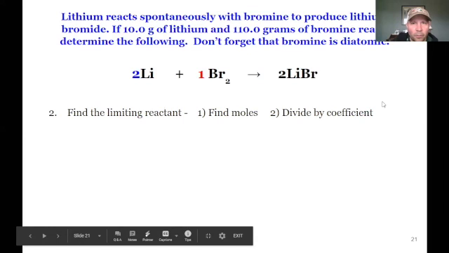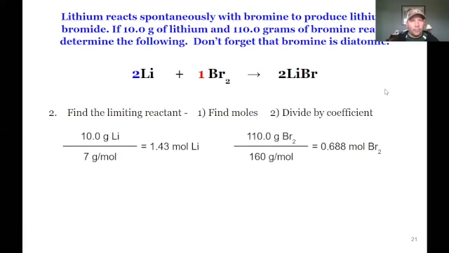I'm going to do that for both reactants here. We had 10 grams of lithium, and the molar mass of lithium is 7. It gives us 1.43 moles of lithium. And then we had 110 grams of bromine, and we divide it by its molar mass, which is 160. Notice there were 2 bromines in there, not just 1, because you do include the subscripts in the molar mass, but don't include the coefficient. So it gives us 0.688 moles of bromine. That's step 1. Now what do we do next to figure out which one's the limiting reactant?